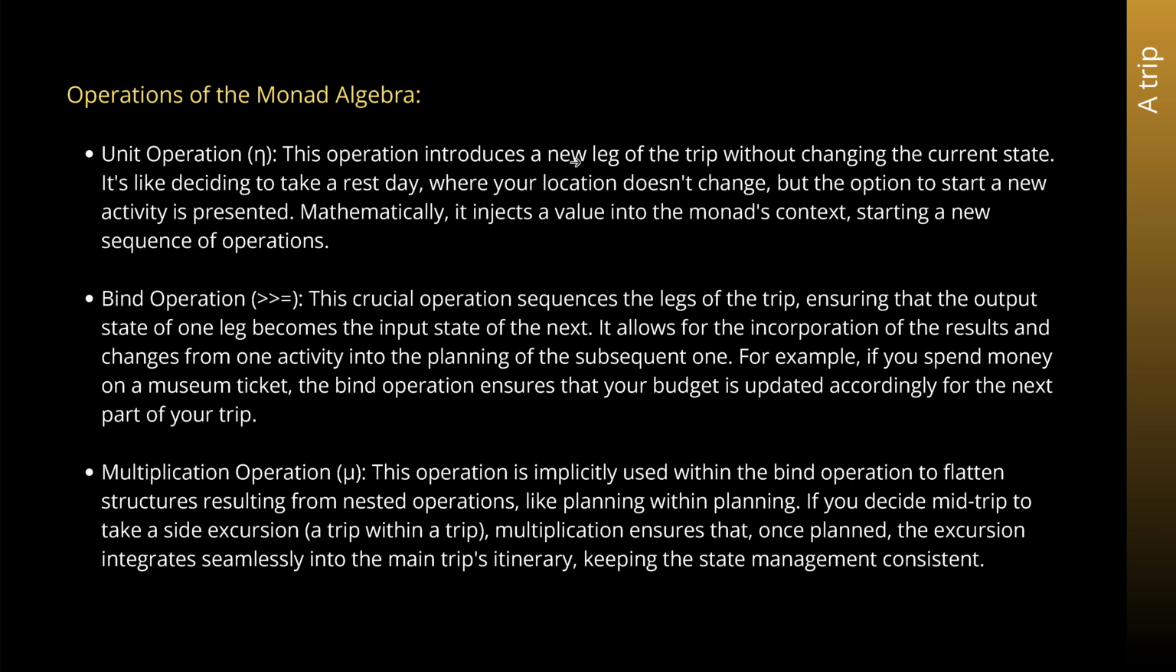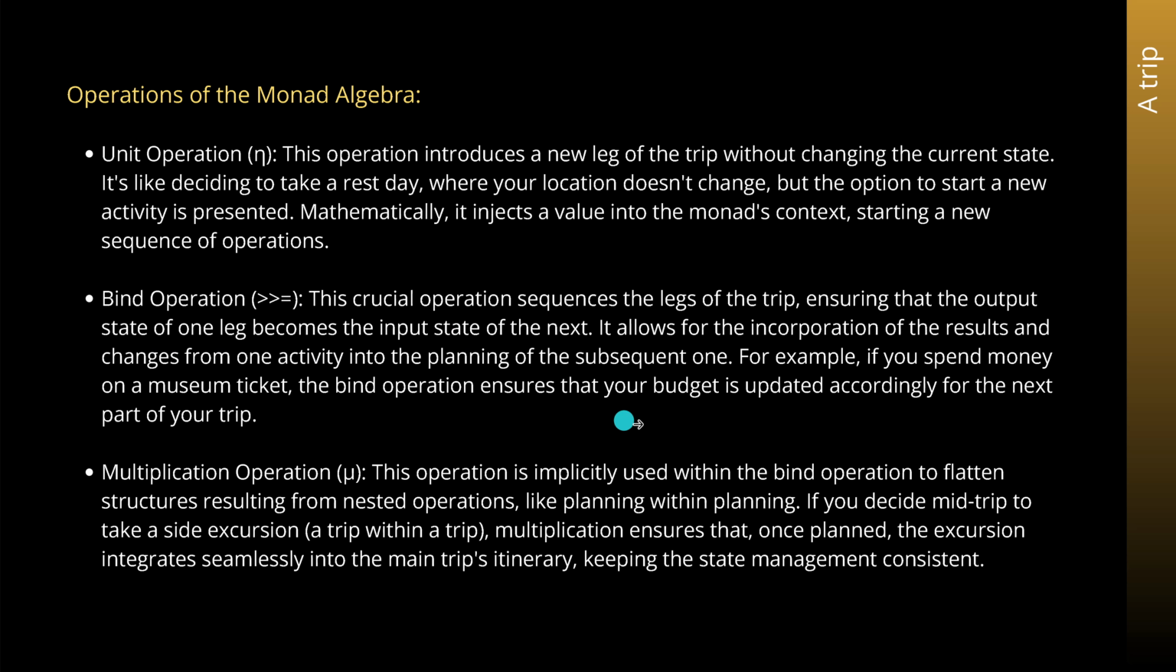So the operations here of the Monad algebra, simple, you know this. We have a unit operation, we have a bind operation, as I just told you, and maybe we can do some multiplication depending on the complexity of our system. So a unit operation introduces a new leg of the trip without changing the current state. It's like deciding to take a rest day where your location doesn't change, but the option to start a new activity is presented. So it injects a value into the Monad's context, starting a new sequence of operations. A bind operation is simple. It's a crucial operation. It sequences here the legs of the trip, ensuring that the output state of one leg becomes the input state of the next one. Easy.